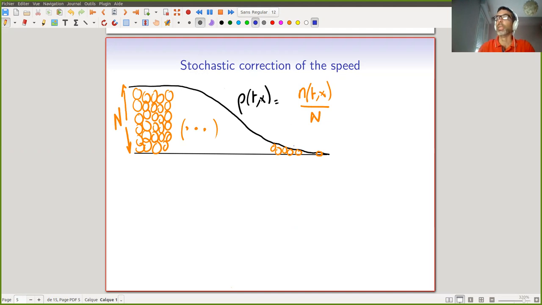But now, if you have finite N, you expect, of course, to have only very few individuals at the edge of the front, and this might be far from your large population limit that is a PDE. So to resolve this issue, Brunet and Derrida introduced the following correction. So it's a Brunet-Derrida cutoff.